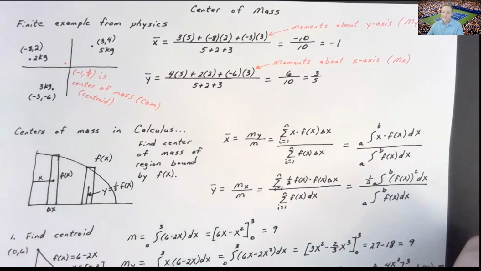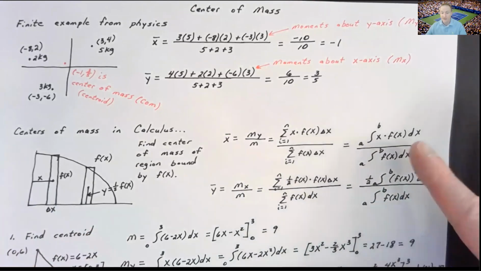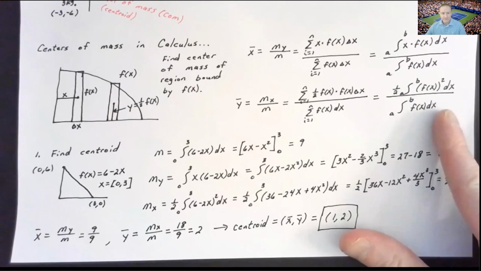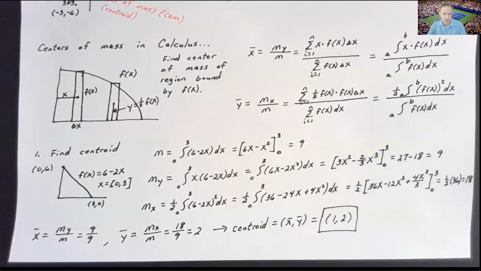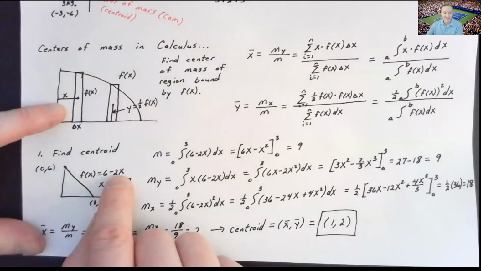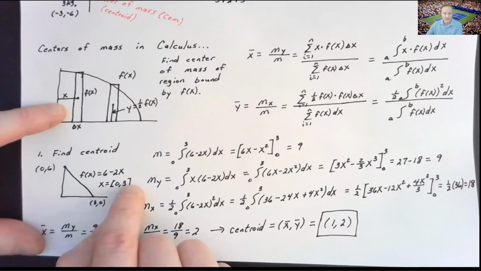Now, let's see how that works in action. Sometimes students get a little overly concerned that they're not quite sure where these formulas come from. The actual use of these formulas is pretty straightforward in problems. Notice here, if I ask you to find the centroid under the linear function f of x is equal to 6 minus 2x, and I'm wanting you to find the centroid from 0 to 3.